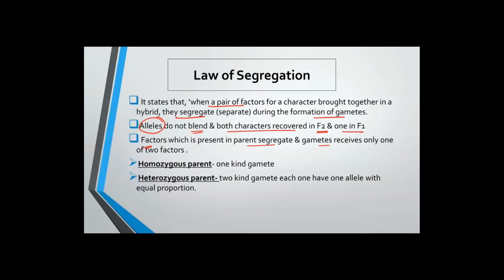So a homozygous parent has one kind of gamete. A heterozygous parent has two kinds of gametes, each having one allele in equal proportion.